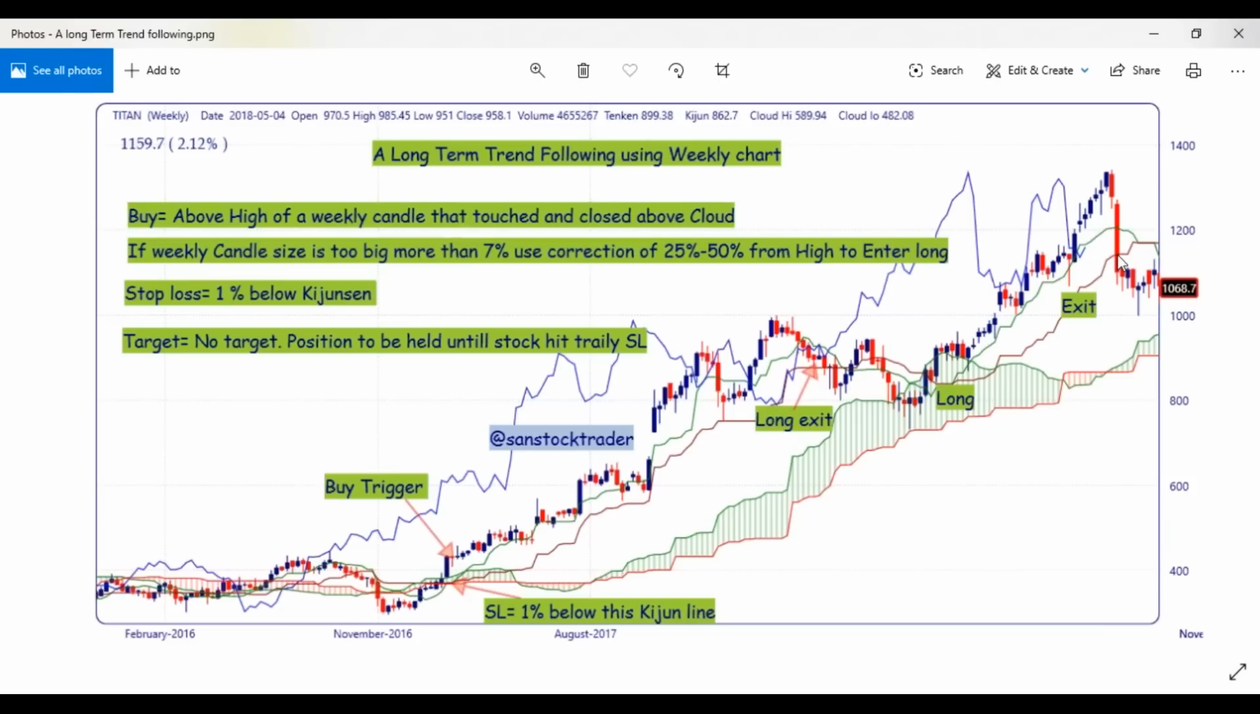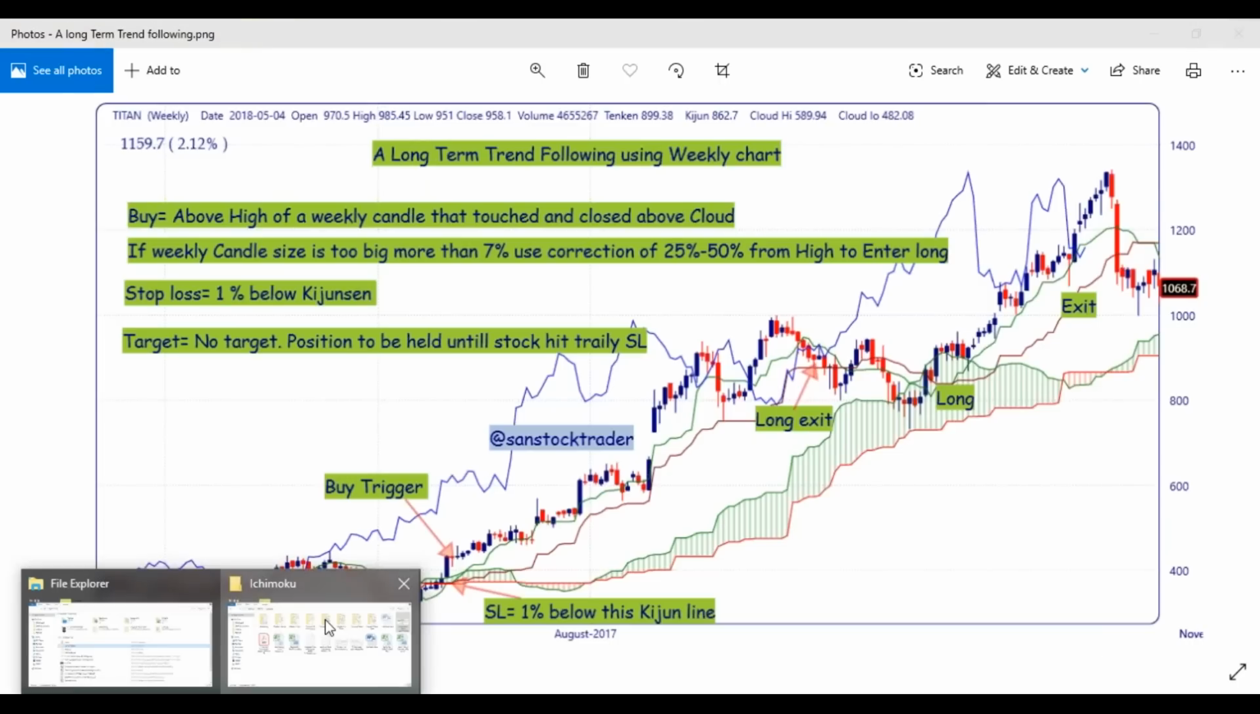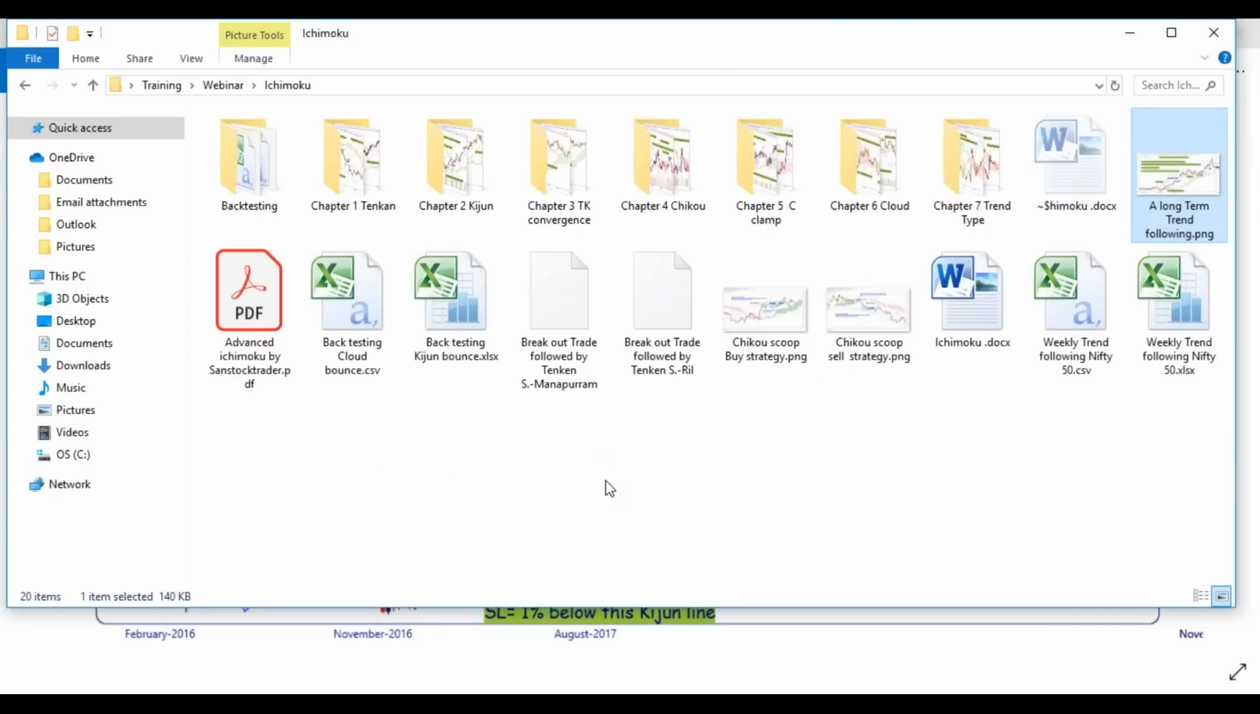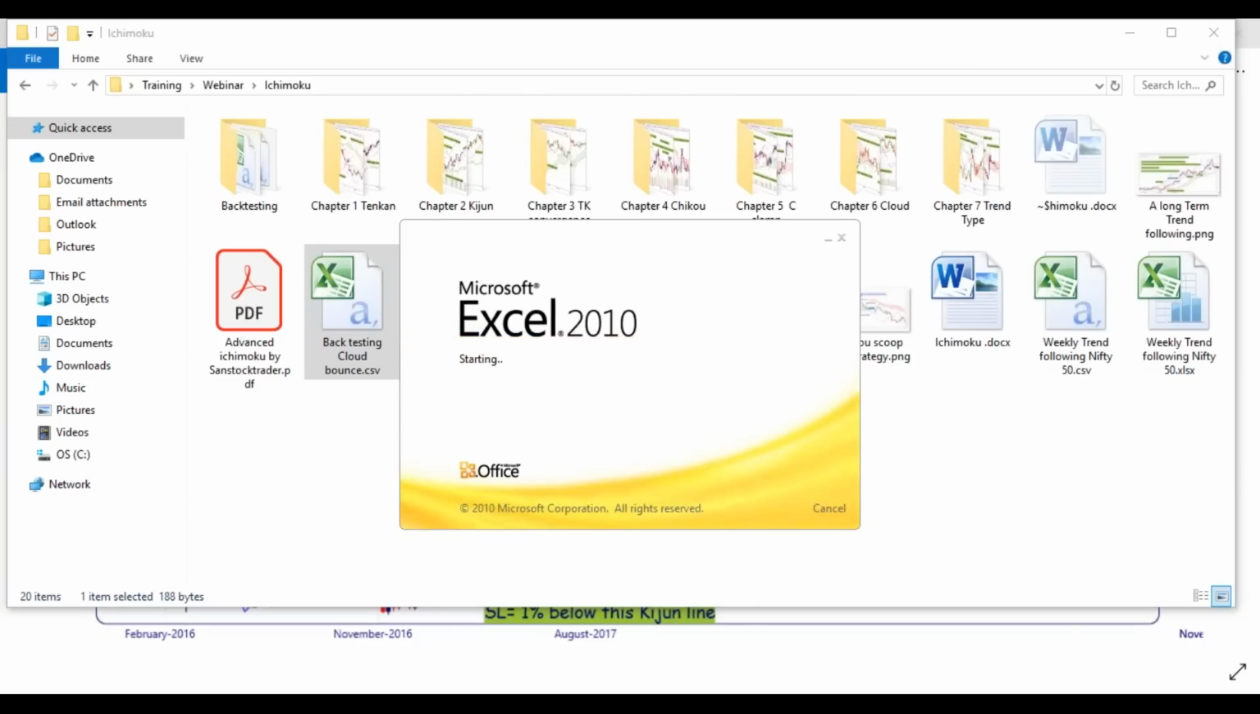Now the same system I tested on a smaller time frame. What I tested was on the 5-minute chart. I tested the same strategy on the 5-minute chart, and I will tell you what I used. As I said, that cloud bounce strategy worked extremely well. So this is a backtesting report for the same.